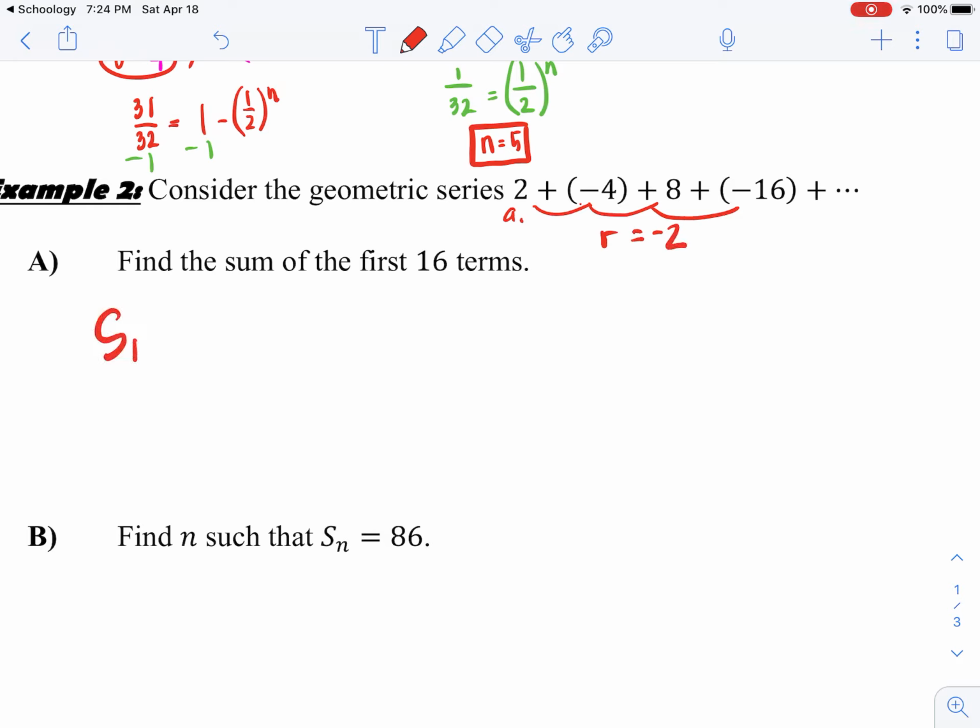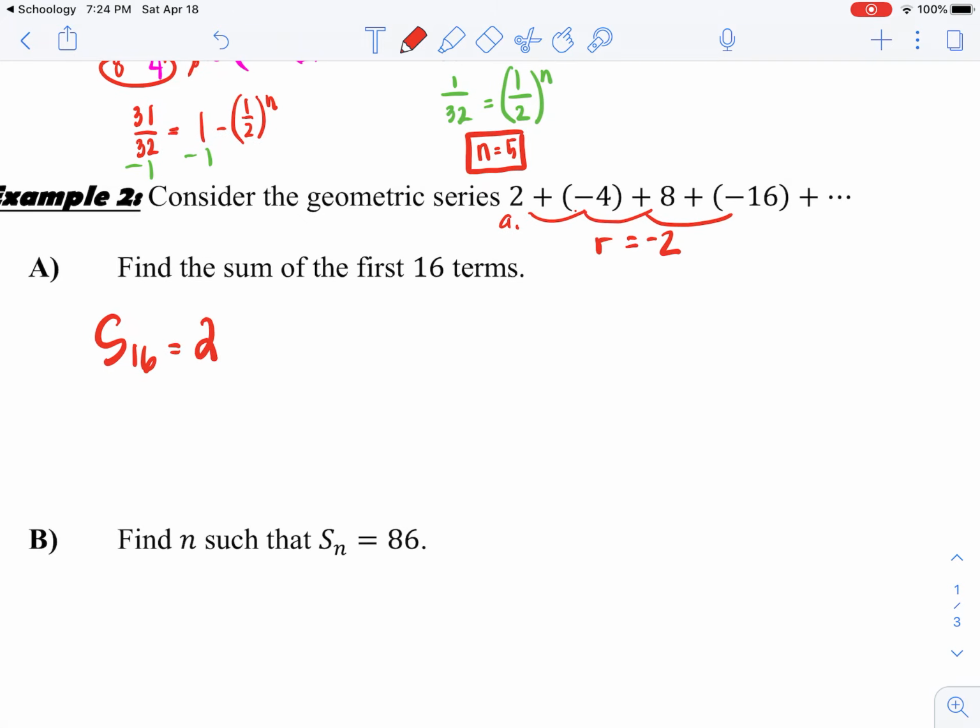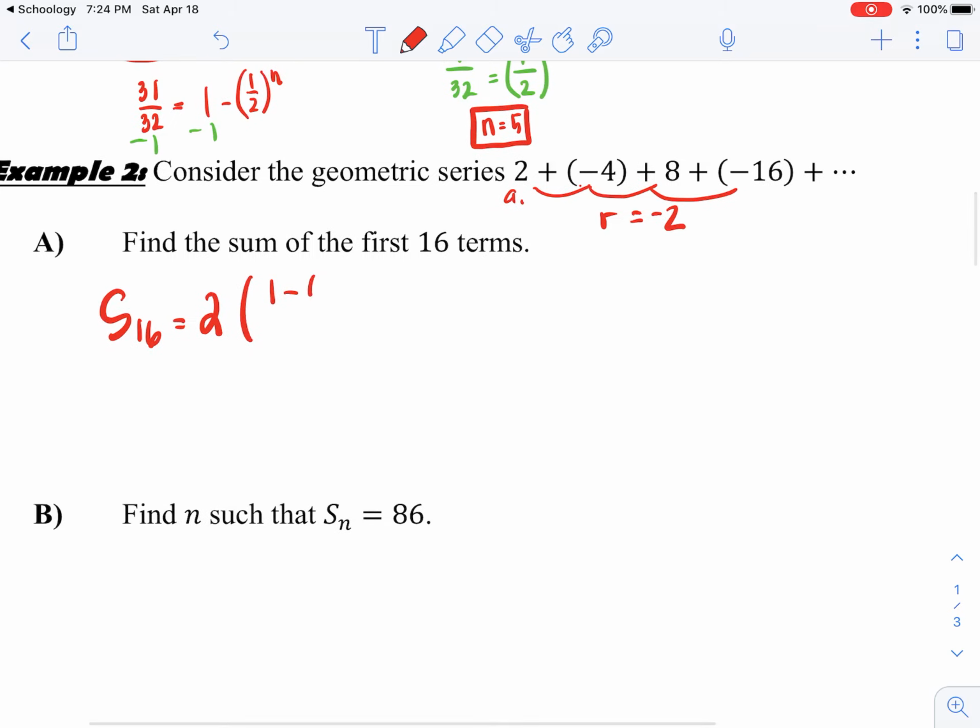So the sum of the first 16 terms is equal to, and then I'm using my formula once again, which is the first term, which is 2, times 1 minus r, which is the ratio, which is -2, very important with the parentheses here, to the nth power, over 1 minus -2. And notice I put it in parentheses there also, because I would have a double negative, which I can automatically change to plus.